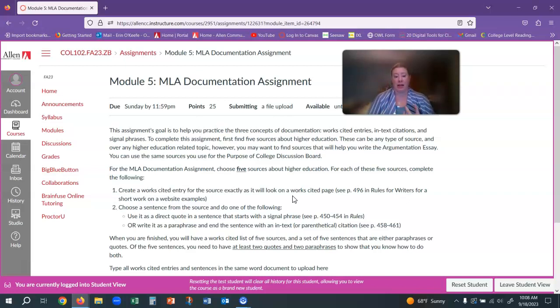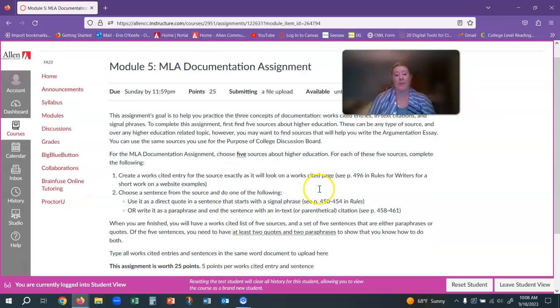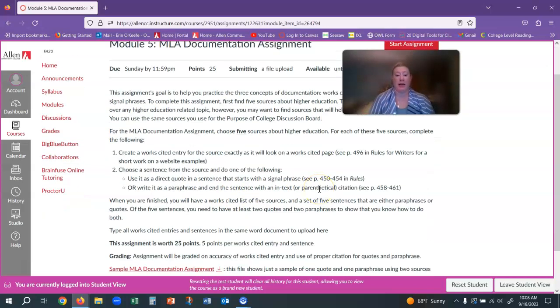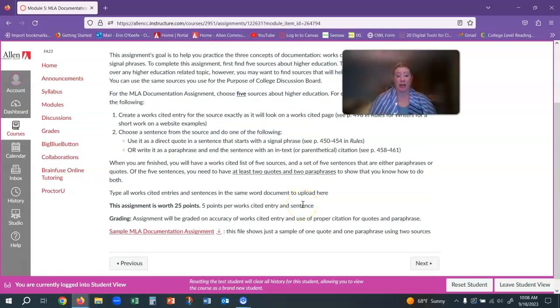And then you have a works cited entry, and then you're going to do a quote or a paraphrase from the source. But you have to demonstrate, you have to have at least 2 quotes and 2 paraphrases. So your first 2 sources might be quotes, your second 2 sources might be paraphrases, and then your last source might be whichever one you're more comfortable with, a quote or a paraphrase. And then, of course, you want to look back at the readings if you are struggling with what is a quote or what is a paraphrase, what should it look like.